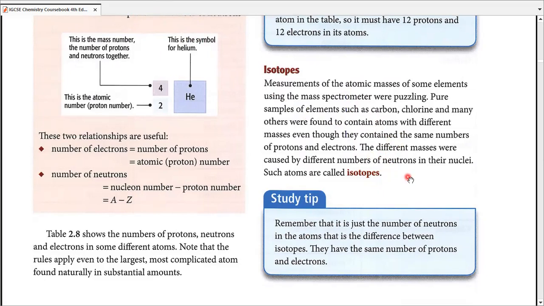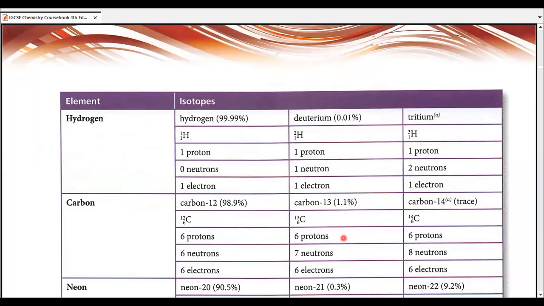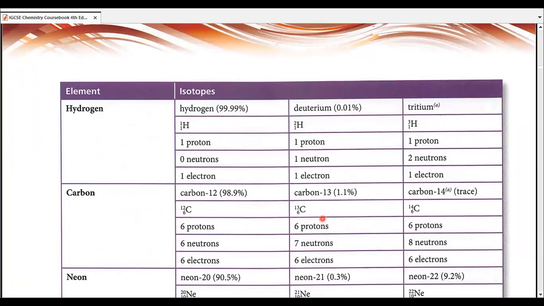So we later came to know that the isotopes were giving confusing masses because there were different masses for even the same atoms. So what was different in those atoms? It was actually the different number of neutrons. Let's take a few examples. The examples are given on the next page, page number 44. There is a huge table at page number 44. Let's start from the top of the table.